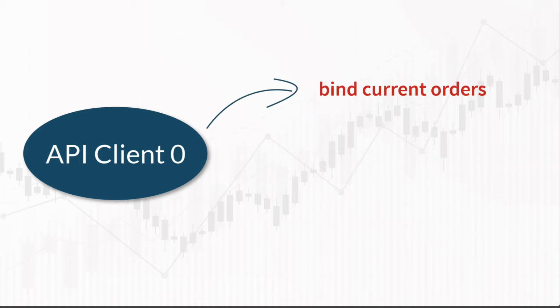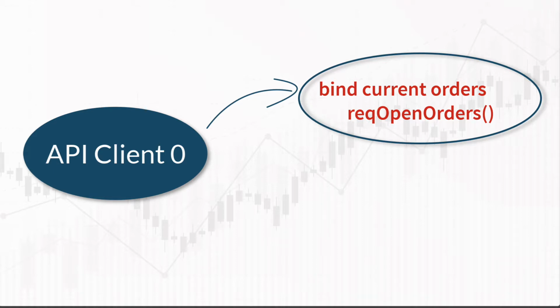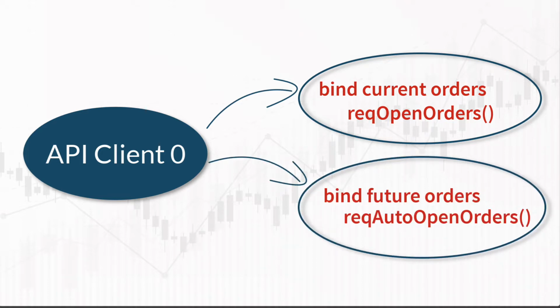Second, the API client can bind orders which don't yet have an API order ID using the function reqOpenOrders or reqAutoOpenOrders. So orders which are placed in TWS manually will have an API order ID of 0 since they weren't created from the API. The function reqOpenOrders can be used to bind orders which have already been placed in TWS manually, whereas the function reqAutoOpenOrders can be used to bind orders which will be placed in the future. The process of binding an order will assign it an API order ID, and that API order ID in a bound order can then be used to cancel or modify the order.